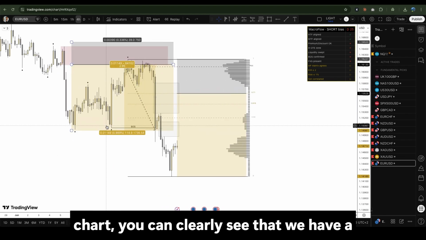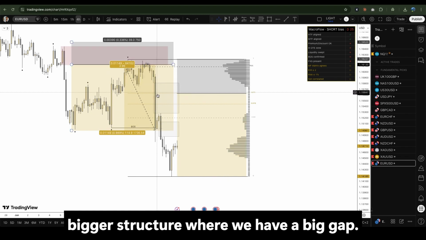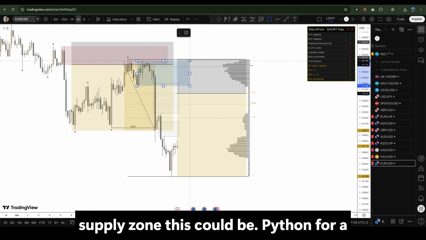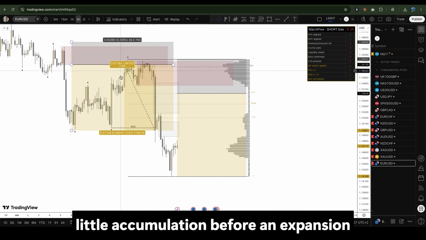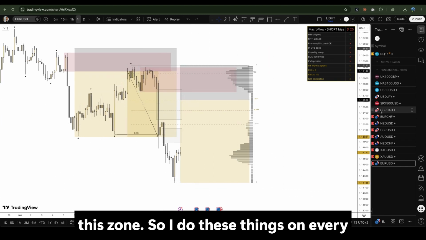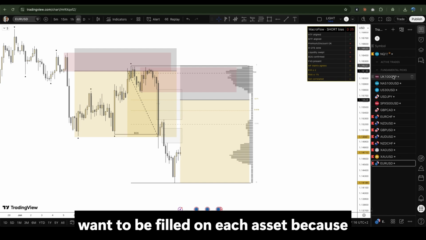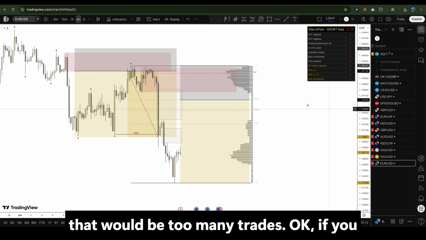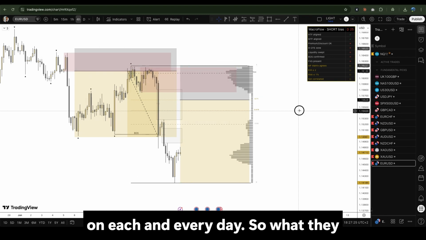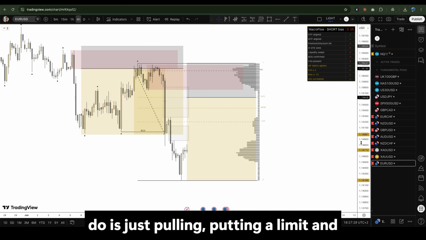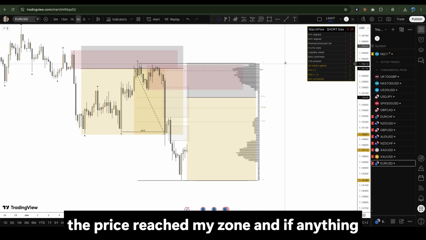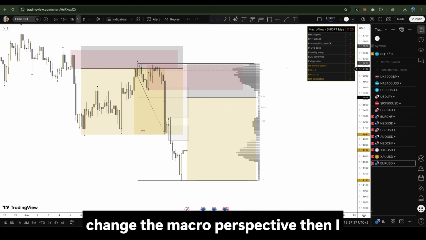Looking at this chart, you can clearly see that we have a break of structure. Here we have a big fair value gap. Our POC value is up here. We also have some supply zone. This could be called a superhedron, so a little accumulation before an expansion, and I will be happy to be filled on this zone. So I do these things on every single asset of my list, but I don't want to be filled on each asset because that would be too many trades, okay? If you risk 1% on this trade, you can't risk 1% on each and every trade. So what I do is just put a limit and wait to see if in the following week the price reaches my zone, and if anything changes in the macro perspective, then I enter.